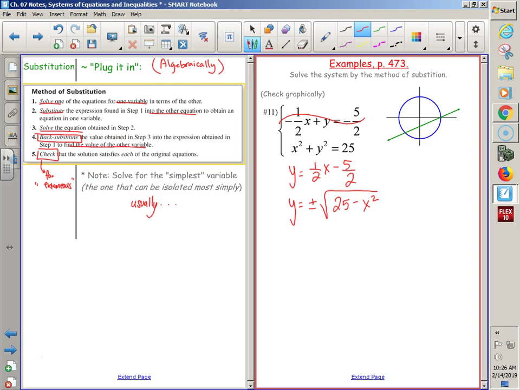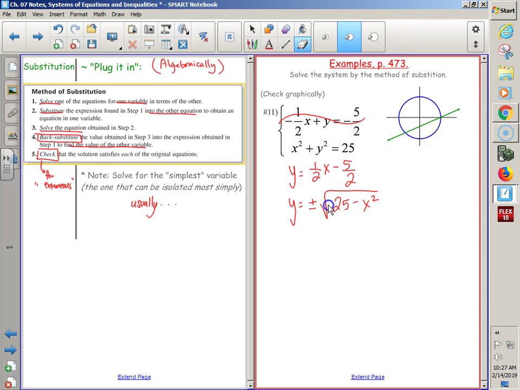But if you're using your calculator, remember the condition I said. You would have to have the positive square root, which is the top half of the circle, the negative square root, which is the bottom half of the circle, and the line. You'd have to do y1, y2, y3 after getting y by itself. Is it possible? Yes. Is it your favorite? Maybe not.